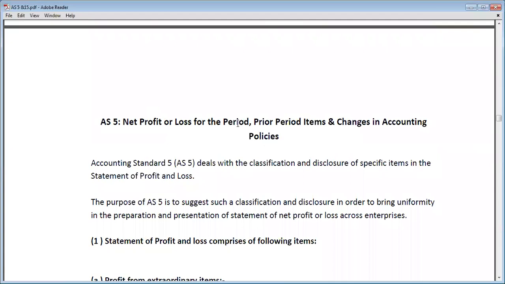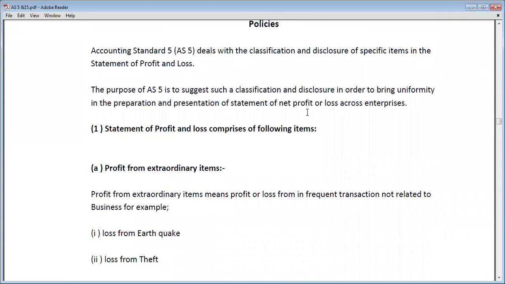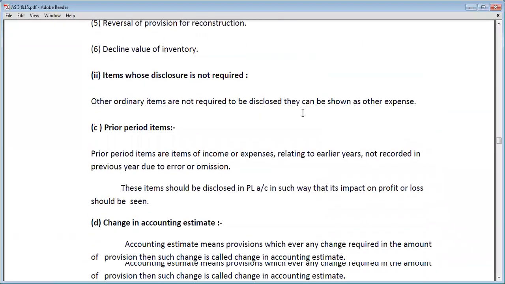First, net profit and loss for the period. We have already discussed the net profit and loss for the period. Now we will discuss the second term, that is prior period items. Then we will discuss the changes in accounting policy. So first we will see the prior period items. Okay, so let's move on.